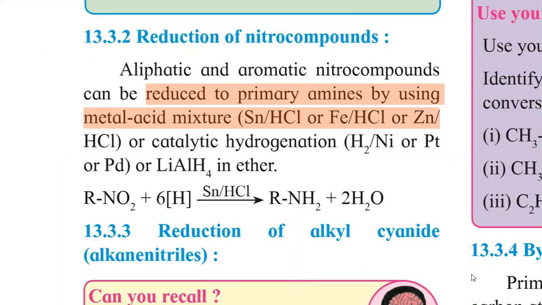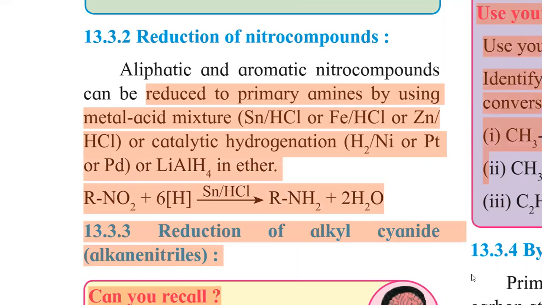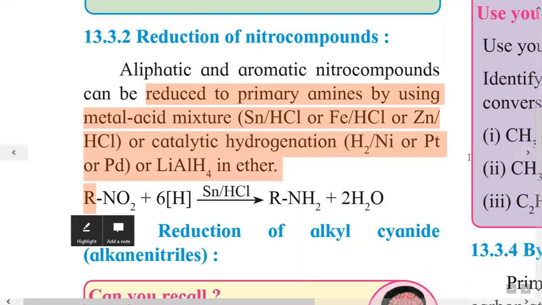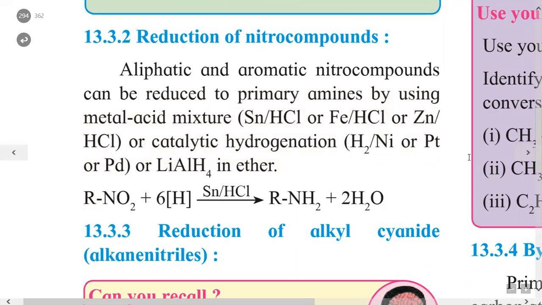So any metal with hydrochloric acid can be used for this. Similarly, we can use catalytic hydrogenation, that is, by using nickel, platinum, or palladium with hydrogen gas, or lithium aluminium hydride and ether. The best reagent for this reaction is Sn and HCl, that is, tin and hydrochloric acid.